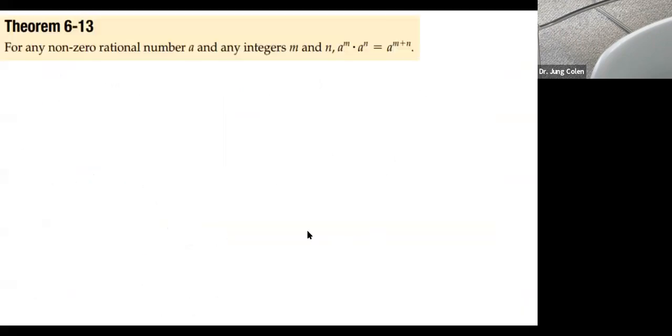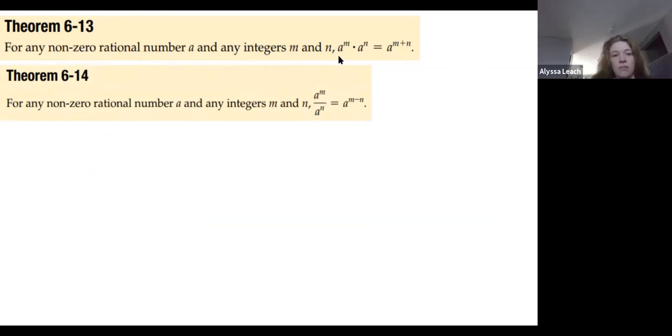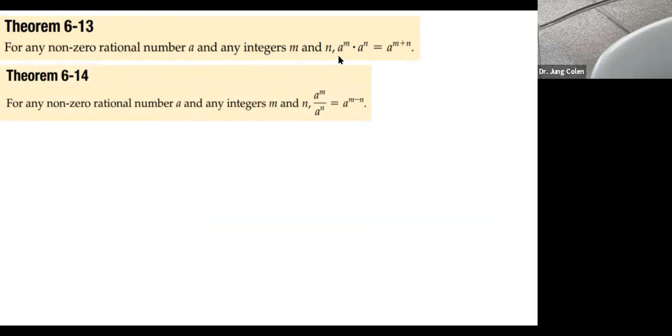Okay, here's a few more theorems. I have so many theorems here, so let's go with the first one. We already know this one, right? For any non-zero rational number a and integer m, we know if the bases are the same and it's a multiplication, you can just add the exponents, right? Okay. The second theorem I'm adding here is with the same base. If it's a division, you can subtract the exponents.